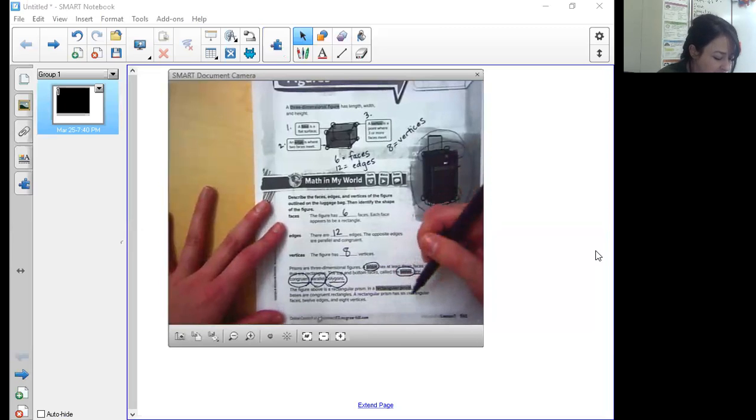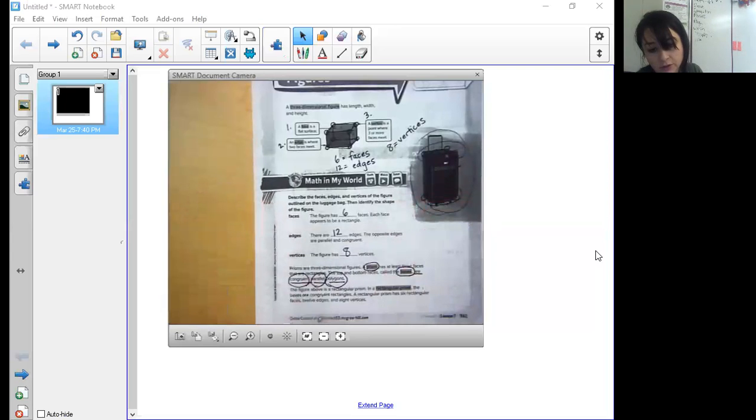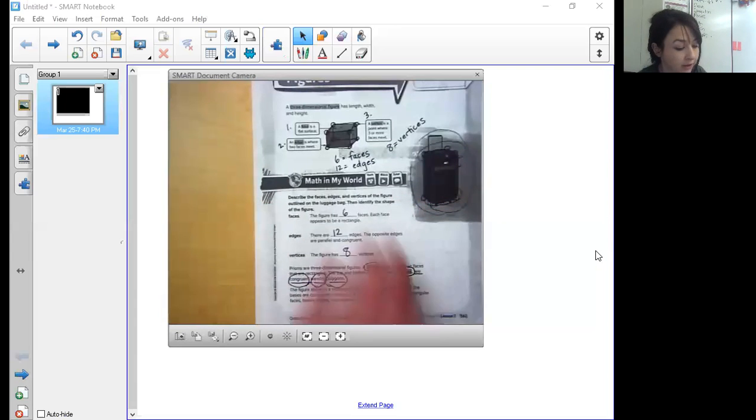A rectangular prism has 6 rectangular faces. Did we say that? Yes, we did. It has 12 edges. We said that. And it has 8 vertices. We found all those. So we know the answers are correct. Flip your page.